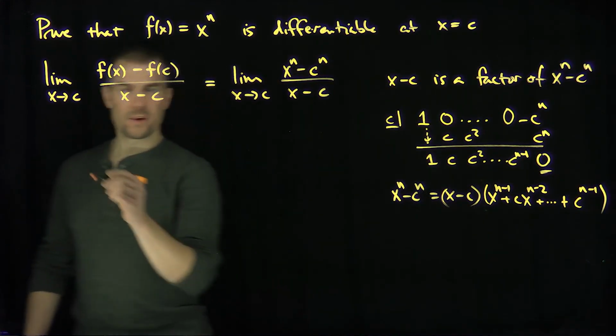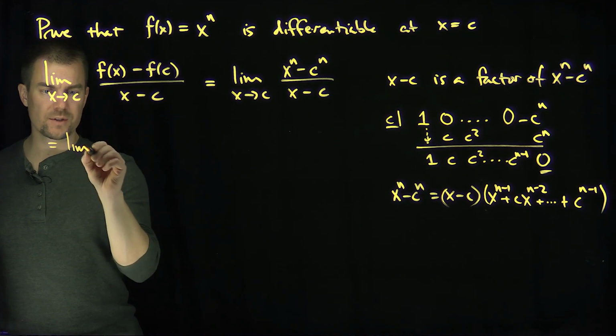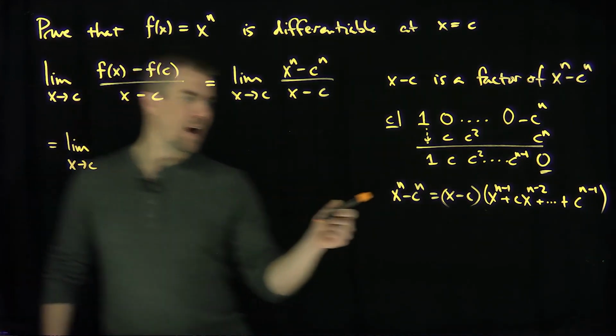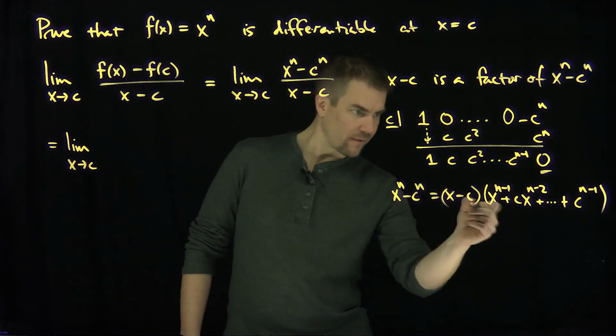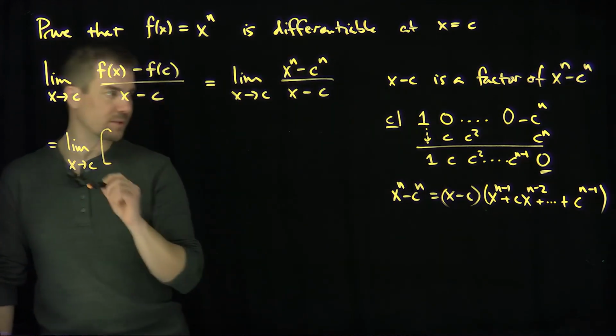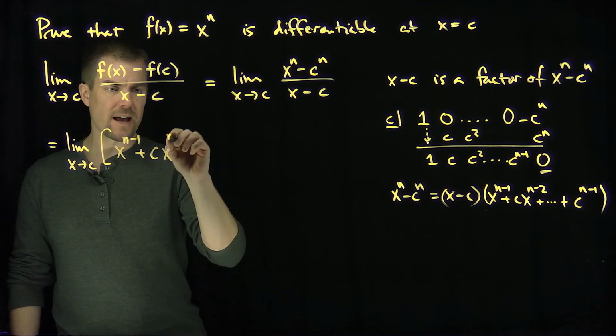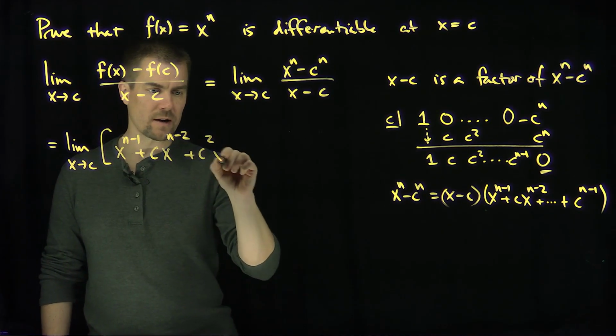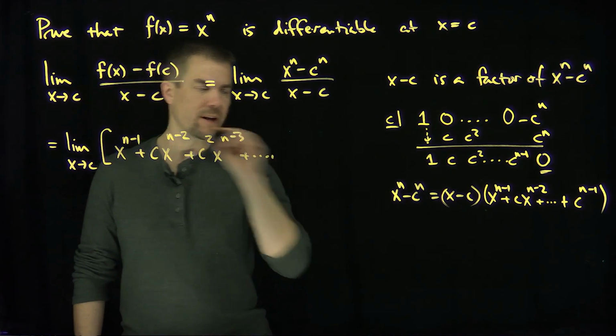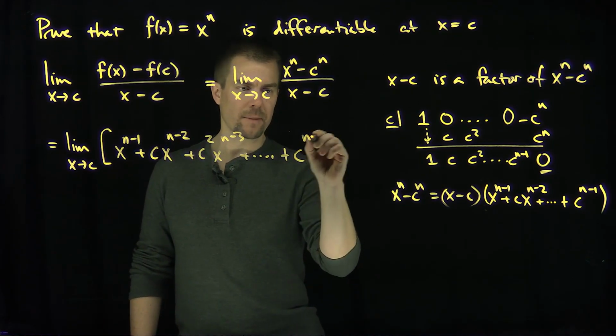And so therefore, what can we say? We can simplify our limit. Our limit is going to turn into what? Just the limit as x approaches c. Now I can cancel out, if I do the division, I'll just have that leftover polynomial. So it's exactly equal to this polynomial over here, x to the n minus 1 plus c x to the n minus 2 plus c squared x to the n minus 3, all the way down to c to the n minus 1.